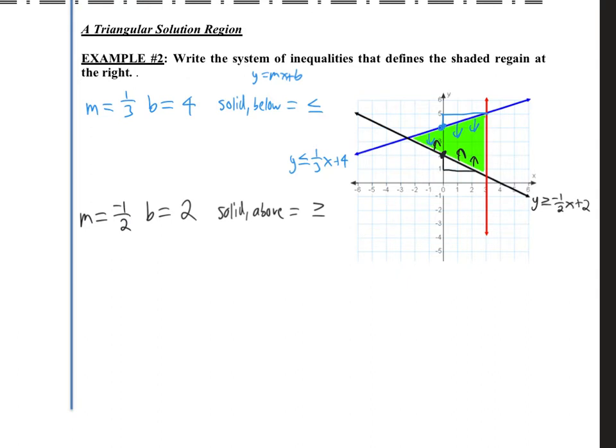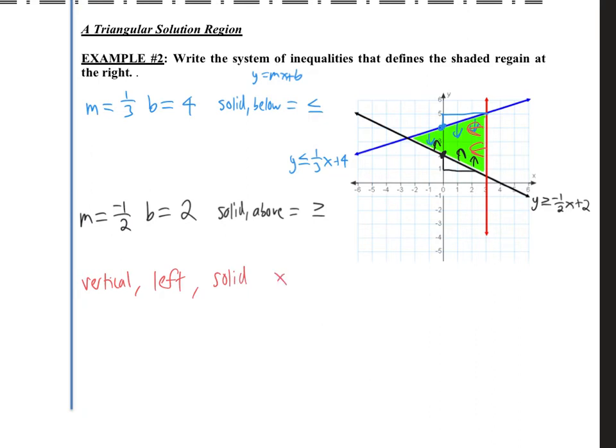Okay, and then we have the red line, which is probably the trickiest one of all, but it's really not that tricky if you think about it. We have a vertical line, up and down. It's shaded to the left. You can see it's shaded to the left. And it's also solid. So remember vertical lines, was that x equals or y equals?